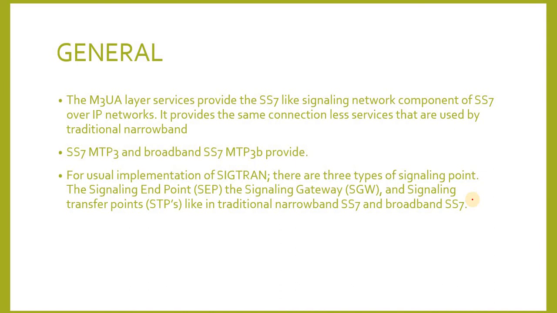The signaling endpoint is fairly self-explanatory. These are the endpoints that build and analyze SS7 messages around the communications network. However, the function of the SGW is to interface the three types of SS7 network together. This allows for converting a narrowband SS7 message into an SS7 over IP message. The M3UA layer provides us with the same sort of services that MTP3 does for narrowband and broadband SS7. That is, a signaling point code is allocated to a node along with a network indicator.